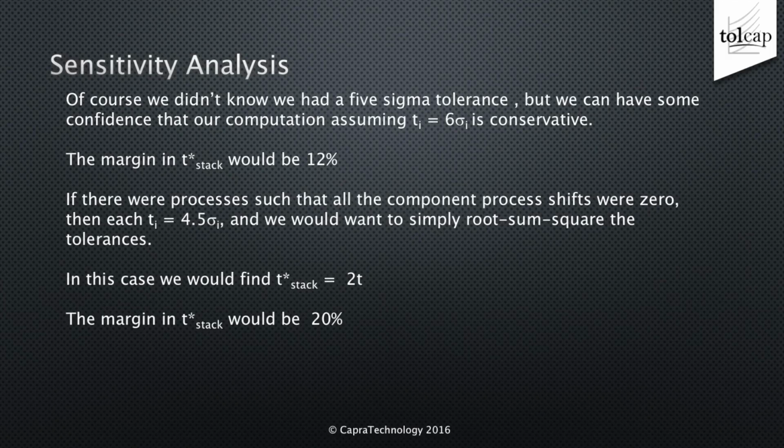Of course, we didn't know we had a 5 sigma tolerance, but we can have some confidence that our computation assuming Ti is 6 sigma i is conservative, and the margin in T star stack would be 12%. If there were processes such that all the component process shifts were 0, then each Ti would be 4.5 sigma, and we would want to simply root sum square the tolerances. In this case, we would find T star stack is 2T, and the margin in T star stack would be 20%.